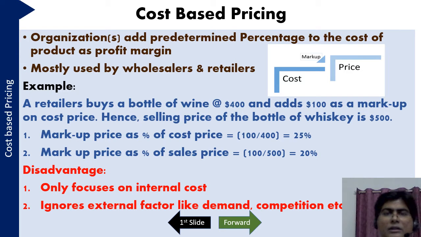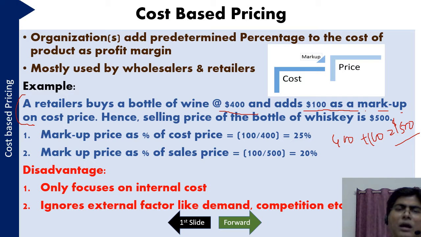Now this is cost based pricing, which is a very simple method. You just add a certain percentage on your cost to decide your selling price. That's very simple, right? Look at this example. A retailer buys a bottle of wine at $400 and adds $100 extra as profit, which is called markup on the cost price. Now what will be the selling price? Yes, that's right. 400 plus 100 is equal to $500. That's very easy, right?